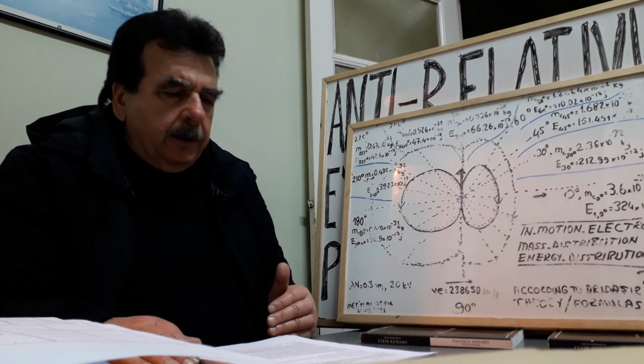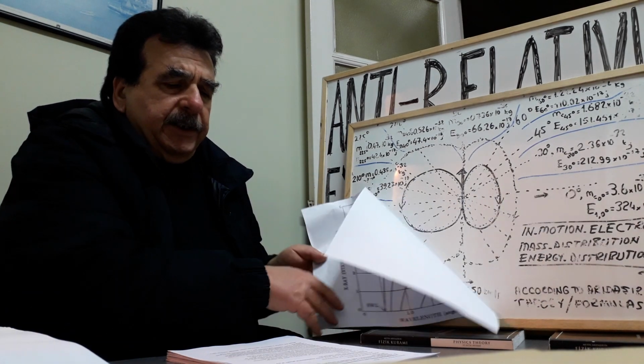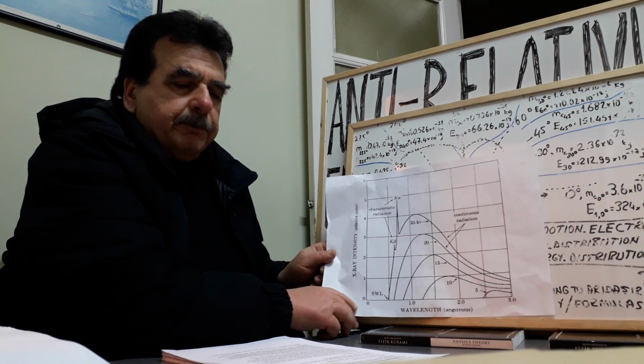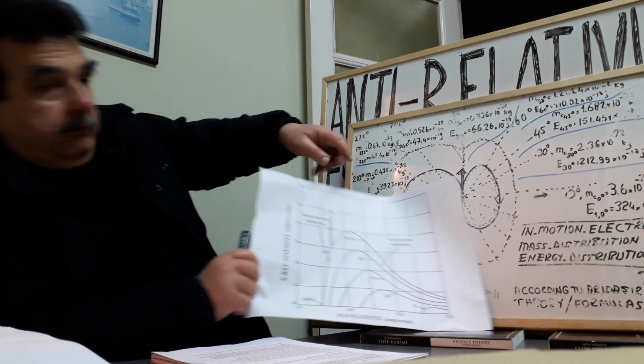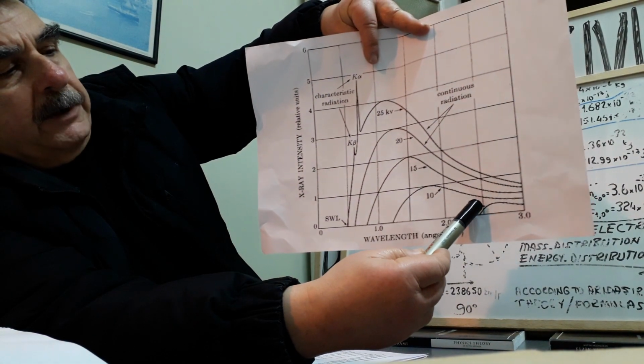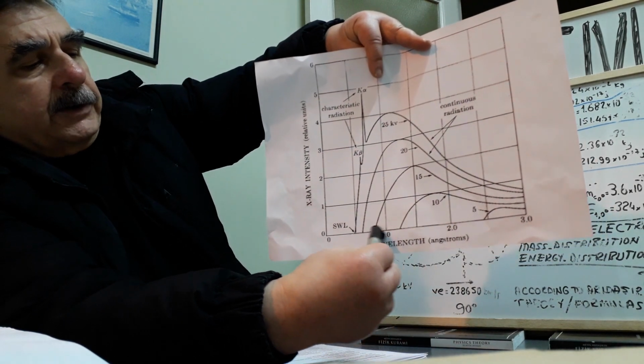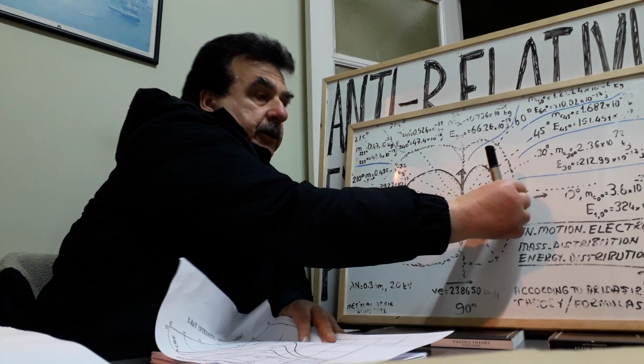From X-ray plots to blackbody radiation and CMBR, cosmic microwave background radiation plots, these observational and experimental results provide evidence for my theory and refute existing theories in accepted physics. The fact that the intensity, energy, and wavelength of X-rays vary depending on the accelerating amount, like this, 5 kilovolts here, 10 kilovolts here, closer to zero wavelength.